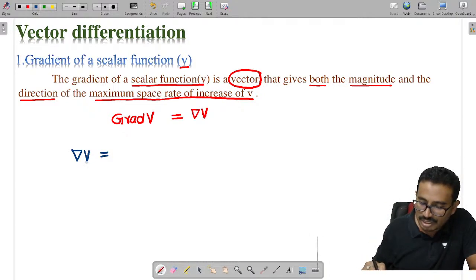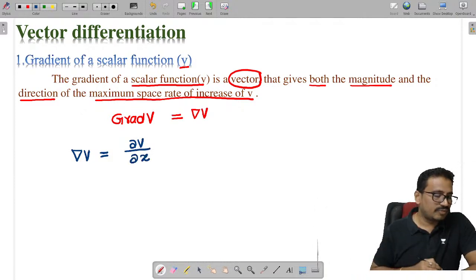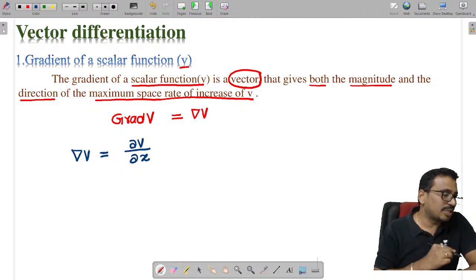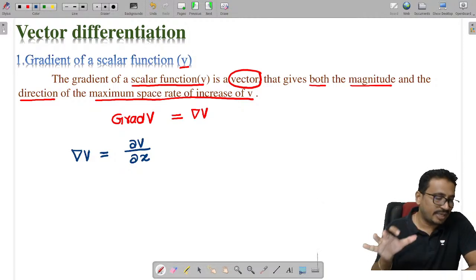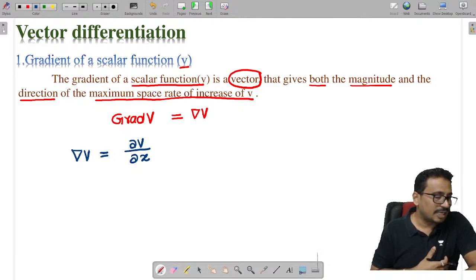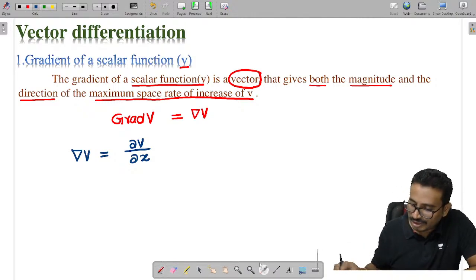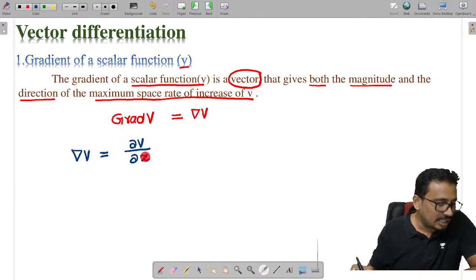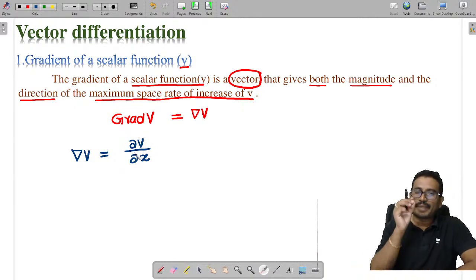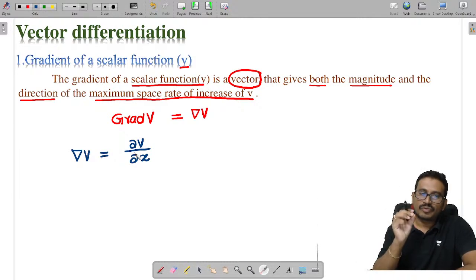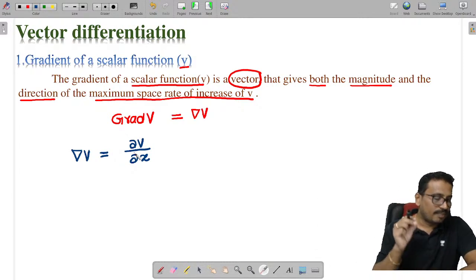So the variation of this V with respect to space, what can I say now? That is del V by del x. Time is not a space parameter. Space parameters means x, y, z. Time is different. Here del V by del x will give the magnitude of variation of V with respect to x.